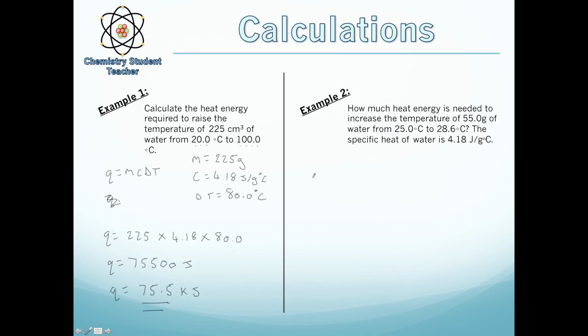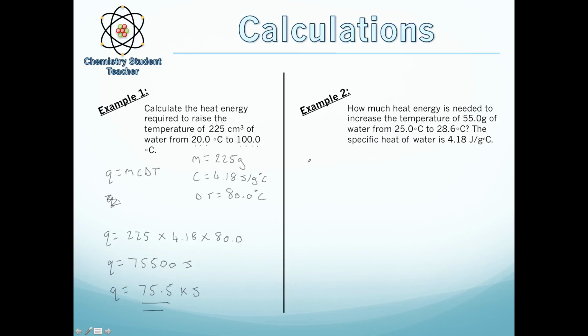So, example 2. How much heat energy is needed to increase the temperature of 55 grams of water from 25 degrees C to 28 degrees C, the specific heat capacity of water is 4.18 joules per gram per Celsius. So feel free to pause the video and have a go yourself, and then I'll work through it afterwards.